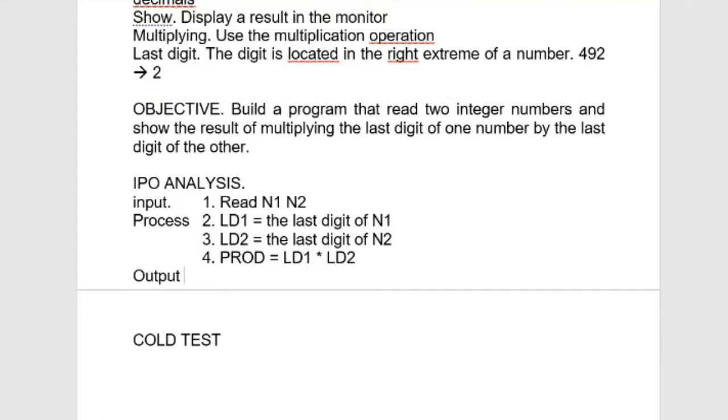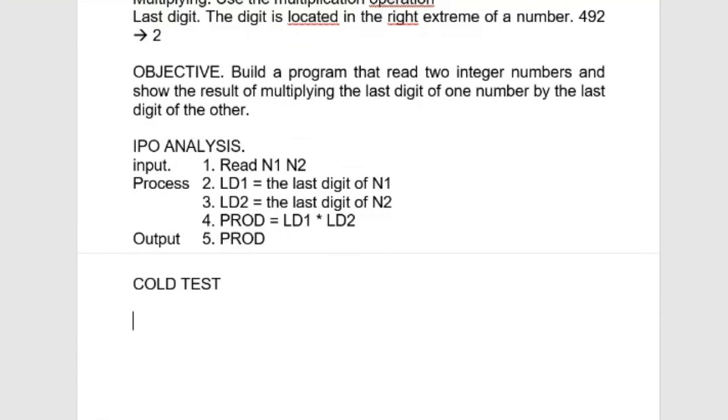And what is the output? This is step number 5: prod. Okay? So this is the IPO analysis. You can see it's very easy for the computer, of course. For us, probably it's not easy, but it is very important. This is easy for the computer because the machine is going to do this program.